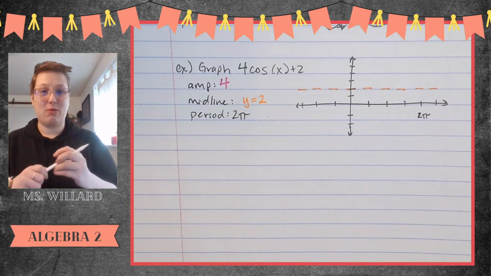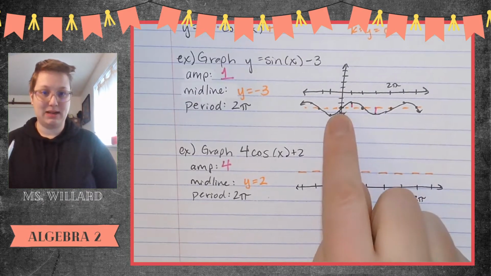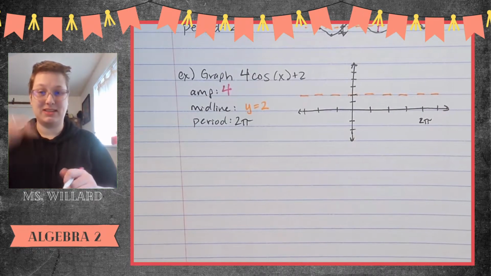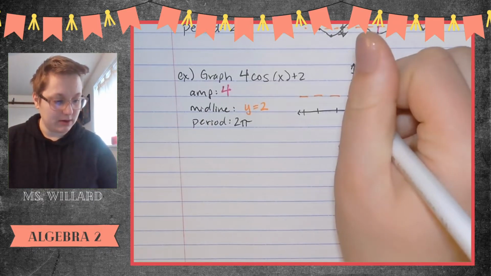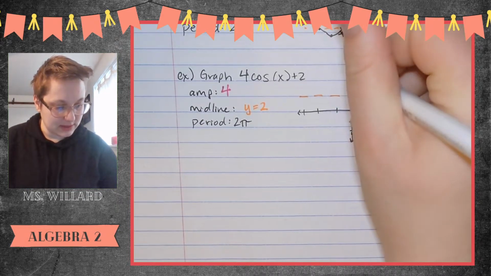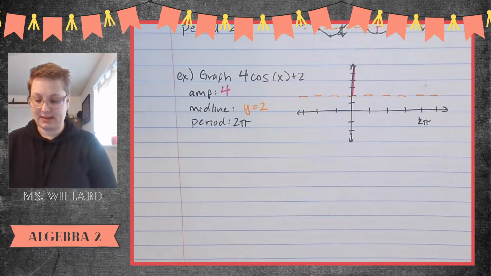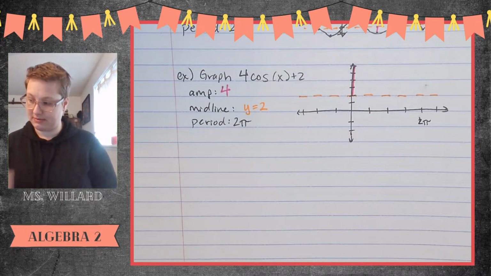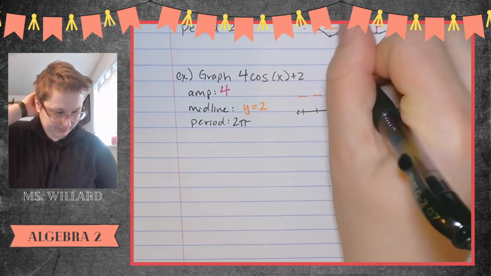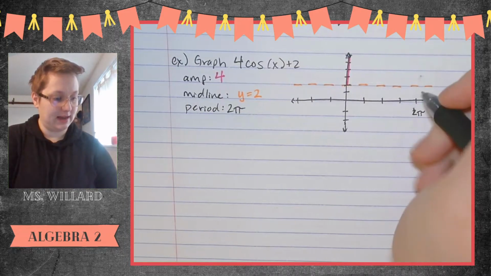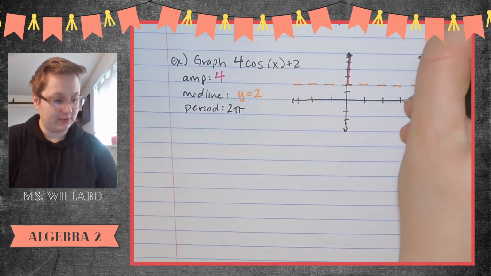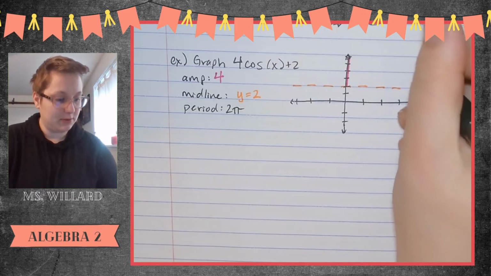Now, remember that while sine started at the midline and went up, cosine starts at the top and comes down. So I'm going to go up 1, 2, 3, 4 more. So here's my amplitude. That's where my cosine is going to start, is up at 4. And then at 2 pi, it's going to be at 4 again because that's a full period.